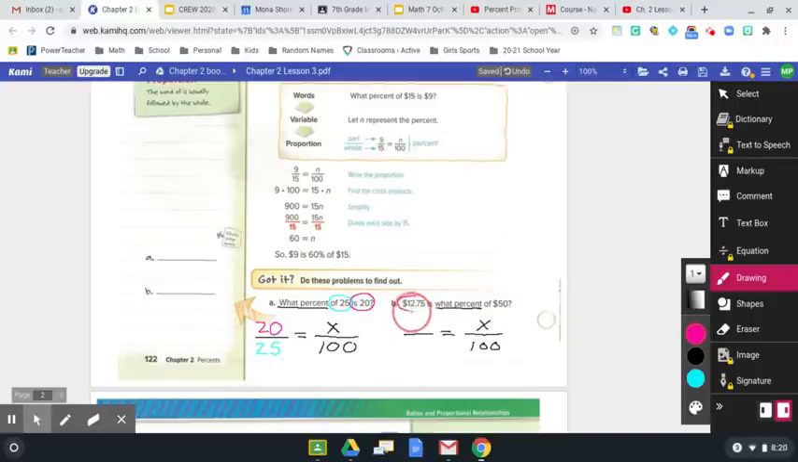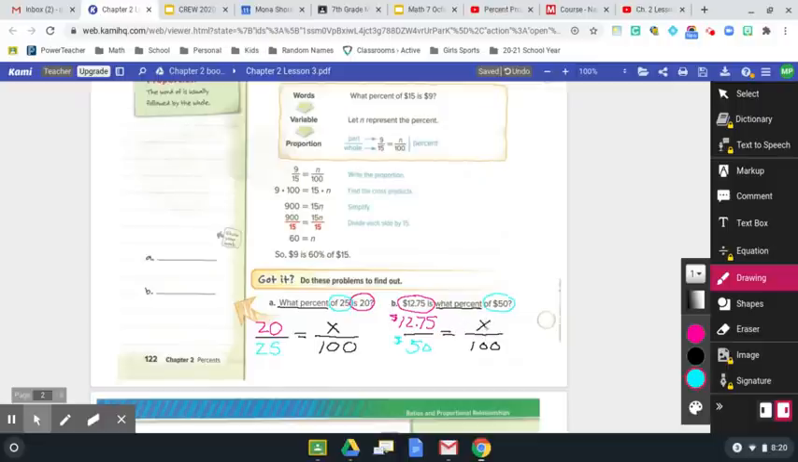$12.75 is, there's my part, of $50. There's my whole. Okay, so I've got my part over my whole, my is over my of, in both of these problems, and it's the percent that we're missing out of each.